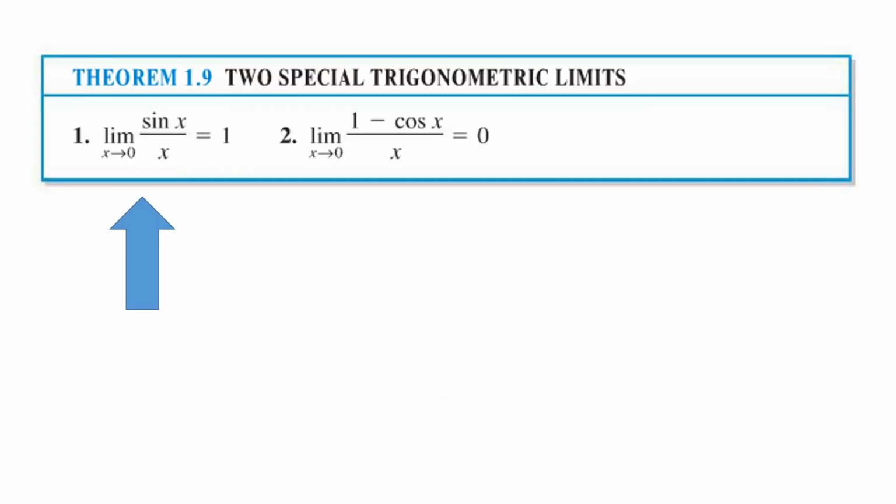We're going to start by proving two special trigonometric limits. This is the first one, and this is the second one. Let's start with proving this one. We're going to use a geometric argument.